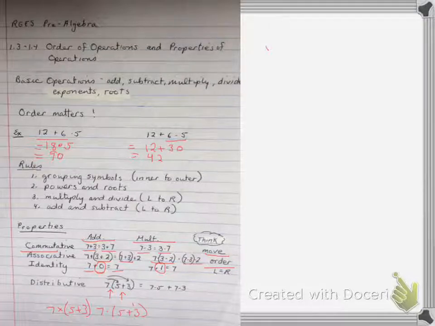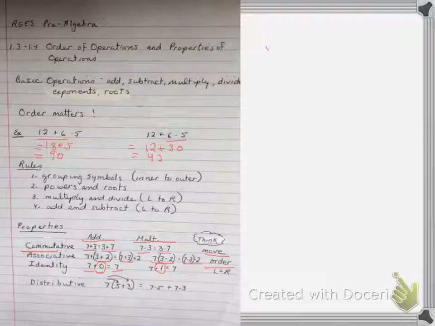Well, when I distribute, what do I do? I take the number outside the parenthesis, and I first multiply it by the first one, 7 times 5, and then I add it, because this is an addition sign, to another multiplication, 7 times 3.